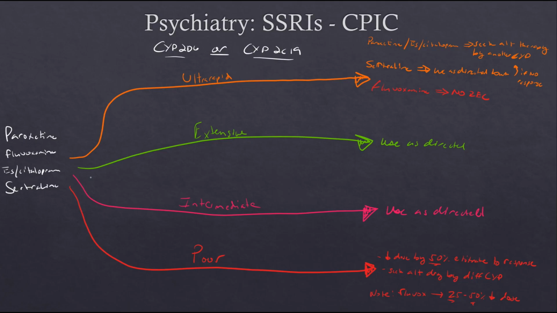However, you would monitor for non-response, and then you would probably seek an antidepressant that's not metabolized by the way that sertraline is metabolized. And then finally, for fluvoxamine, due to the lack of pharmacogenetic data, there is no recommendation.